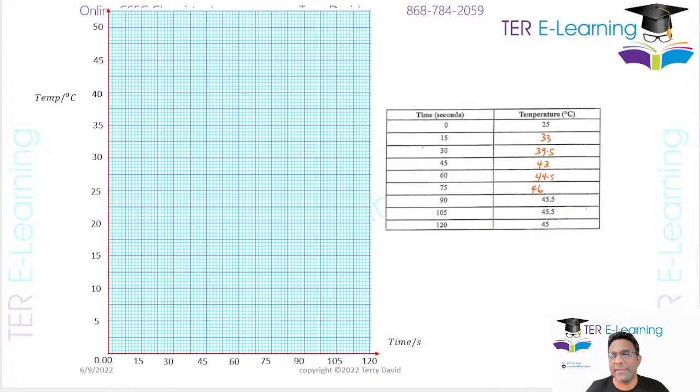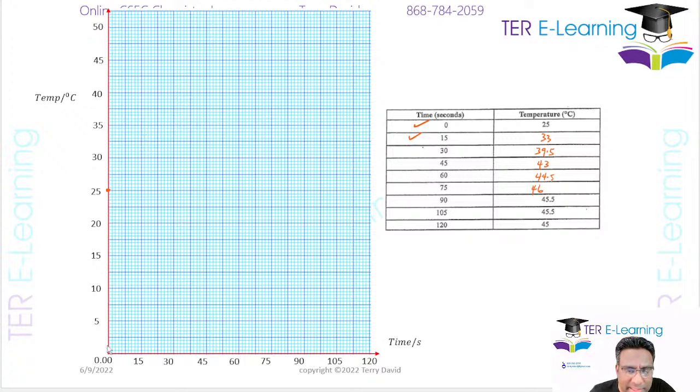So this is my data here that I want to plot. They already labeled the axes for us. We have temperature against time, so no biggie. At 0, we're reading off the first one here. At 0, that corresponds to 25 degrees. So I'm going to put a pointer here. Next one is 15 against 33.